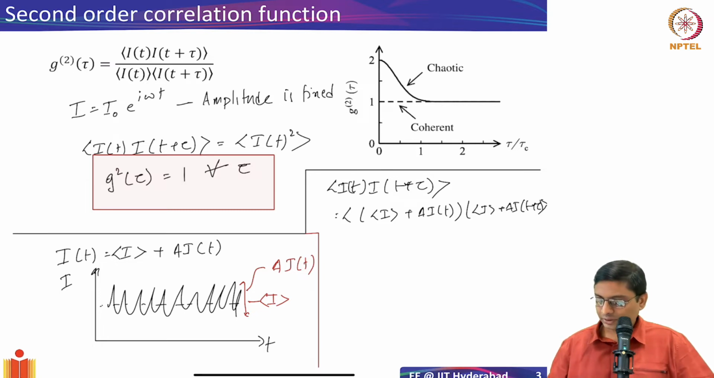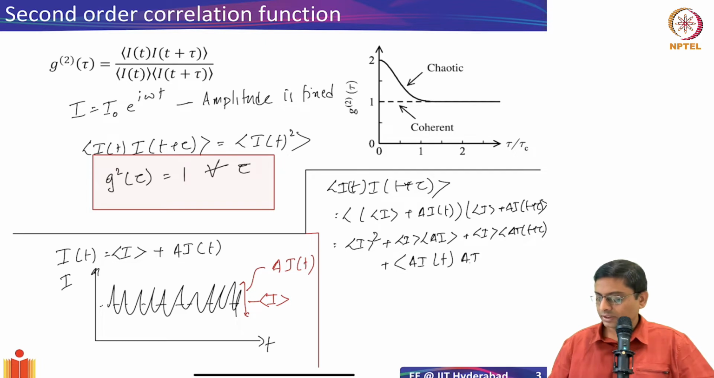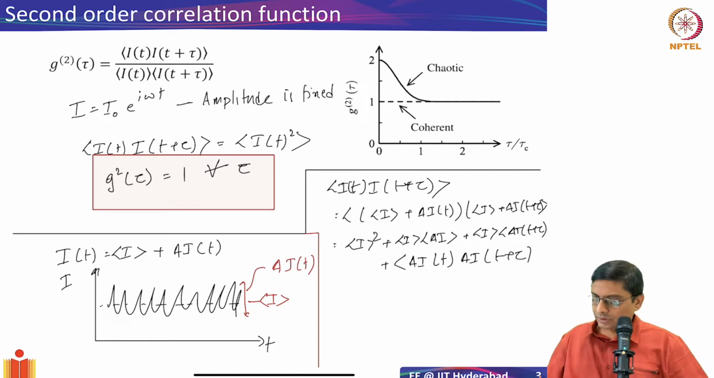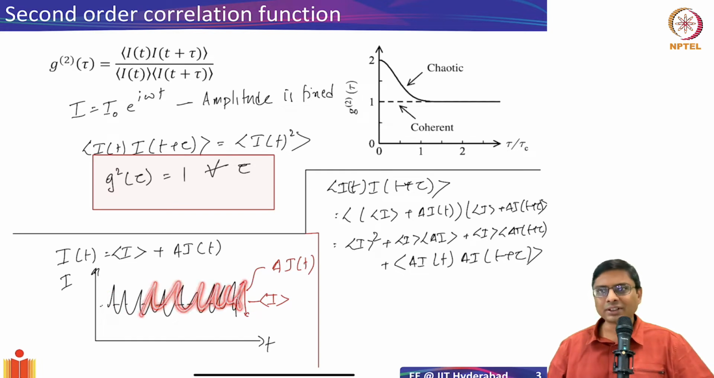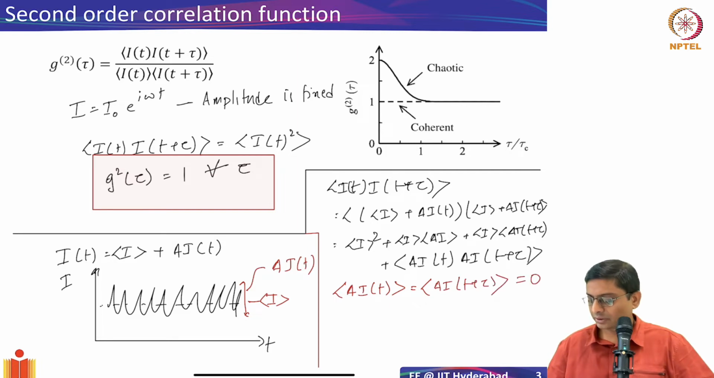So I can multiply and take products. Essentially I'll end up with the mean of I whole squared, plus the mean of I into delta I of t, plus the mean of I into delta I of t plus tau, plus the fourth term which has both the deltas, delta I of t into delta I of t plus tau. These are my terms. Now what is the average value of delta I? If I have some fluctuations, the average of delta I is 0, because they are random fluctuations. If I have delta I like this, all of them will average out to be 0. So the average of delta I of t is equal to the average of delta I of t plus tau, and that's going to be 0.